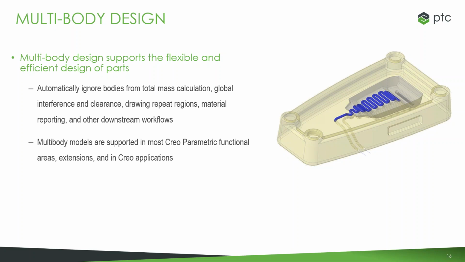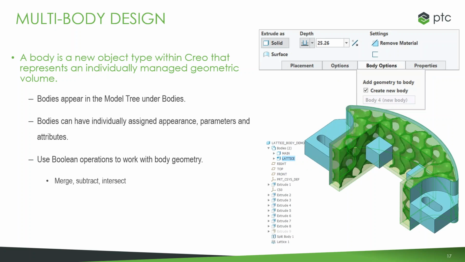So with these, each of these bodies can be handled differently. Different materials included or excluded from your mass calculations, how you define your global interferences or clearances. So there's many options around that going forward. And these bodies are a new type of object in the context of Creo. They appear right in the model tree under the bodies tab.